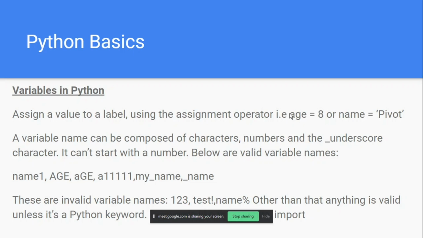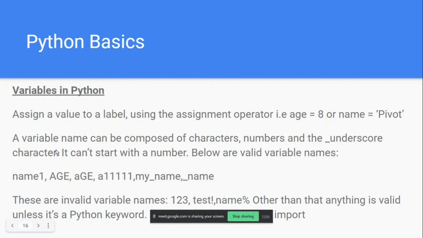If I was in a programming language like C or C++, I would have to define int, then age, then assign the value 8. But in Python, you don't have to define the data type. You just declare the variable and assign the value. So in this case, we have age equals 8, or alternatively name equals pivot. Python will figure out the data type of age itself. It will denote that the variable age is an integer, and the name pivot is a string because it's passed in quotes. A variable name can be composed of characters, numbers, and the underscore character.